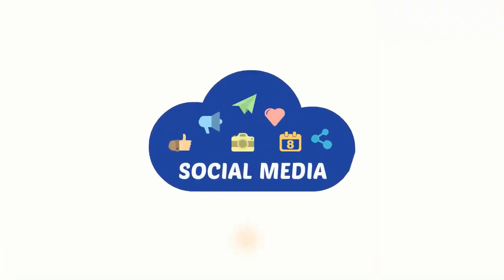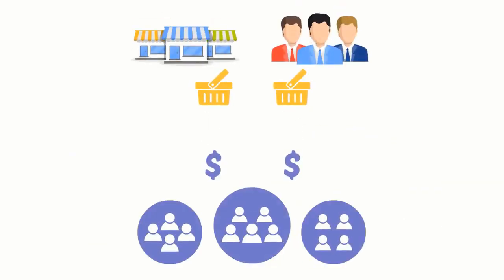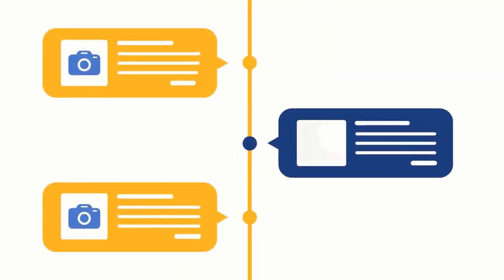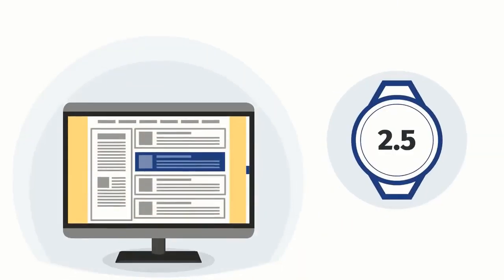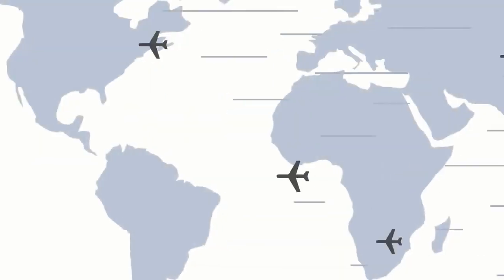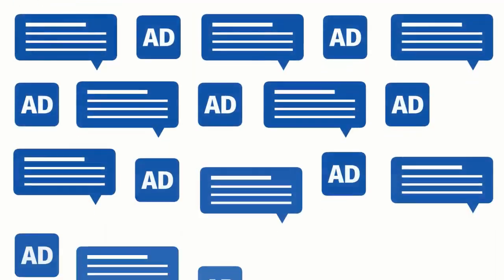While social media have become the most powerful way for businesses and marketers to sell and engage with their target audiences online, in order to be successful, your post has to make your audience go wow instantly. According to Facebook official post, people spend on average 1.7 seconds with a piece of content on mobile and 2.5 seconds on desktop. So let's face it, in this fast-paced environment, without scroll-stopping content, your ads and posts are almost invisible.